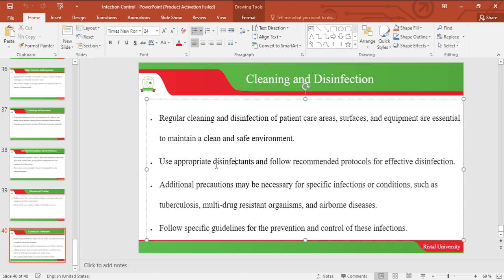Let's look at cleaning and disinfection. Regular cleaning and disinfection of patient care areas, the surfaces, the beds, examination couches, and the equipment is essential to maintain a clean and safe environment. Use appropriate disinfectant and follow recommended protocols for effective decontamination. Additional precautions may be necessary for specific infections or conditions such as tuberculosis, multi-drug resistant organisms, and airborne diseases. Follow specific guidelines for prevention and control of the diseases.